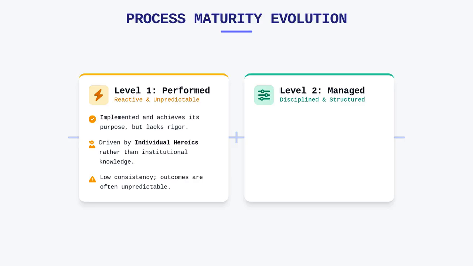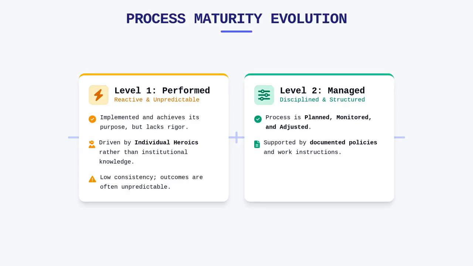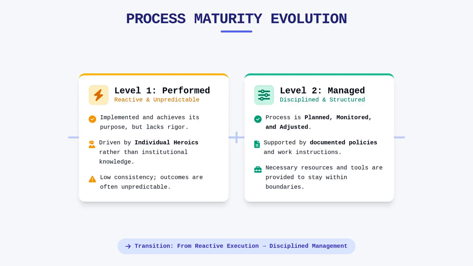As we look at Level 2, or the managed process, we see the transition into a more disciplined environment where the process is planned, monitored, and adjusted. Here, the process is at least represented by a documented policy or work instruction, and the people executing it have the necessary resources and tools to ensure the process remains within defined boundaries.